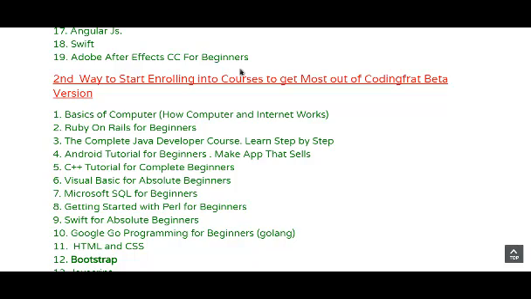There's no theory, nothing. You will just learn by seeing, by watching people who are actually doing it. They will show you how they are developing apps and all. So there's no worry, the second way is also easy. Here you will learn deep programming. Some of the courses here are Ruby on Rails, the complete Java developer course, learn step by step Android tutorial, make apps that sell, C++, Visual Basic.